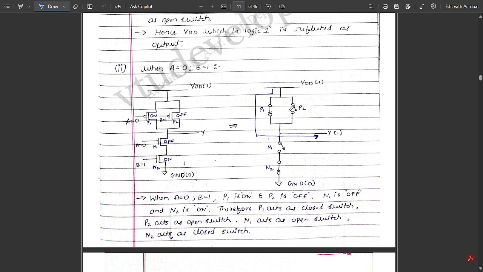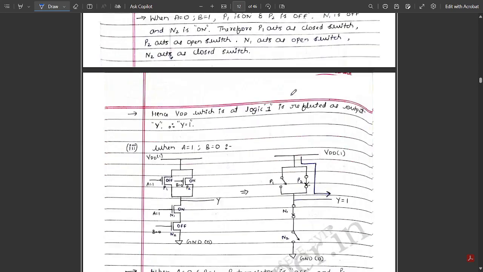Since these two branches are connected in parallel, the current flow starts from here. Since this is open but this switch is closed, from this part the current will be flowing, but it won't flow down here because there is one open space. So current would flow outside the circuit, so it won't reach the ground. That's why it stops here, and the output is again logic 1. Similarly, the explanation is given here.